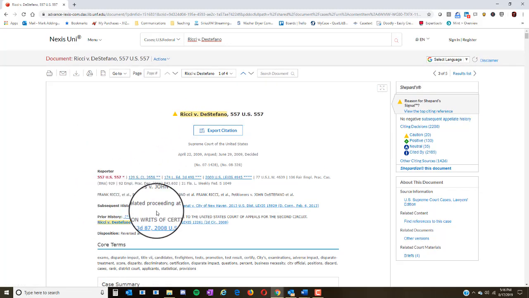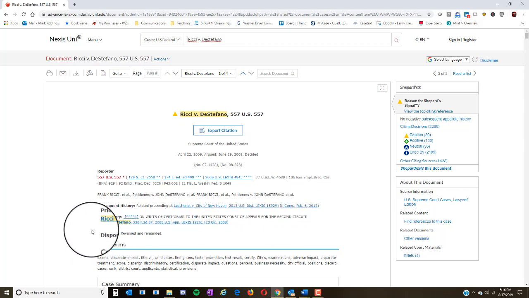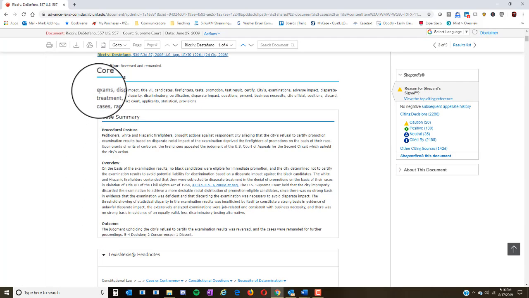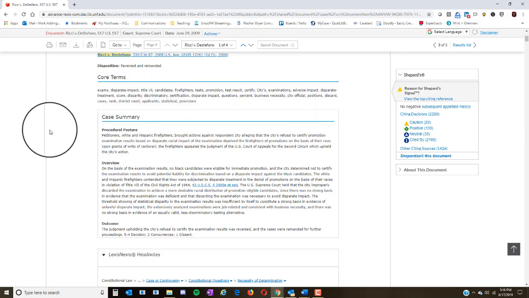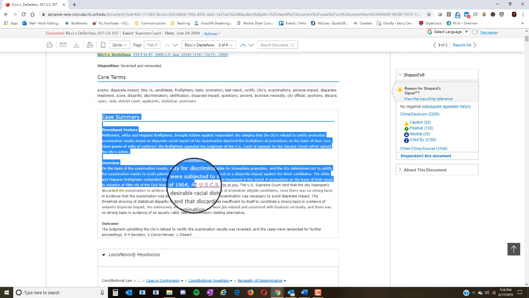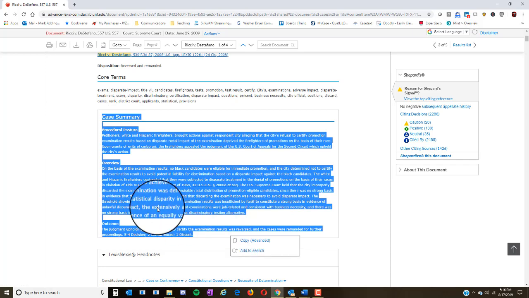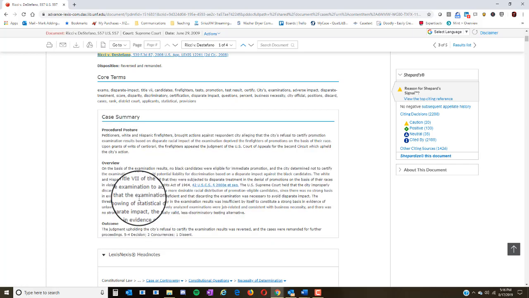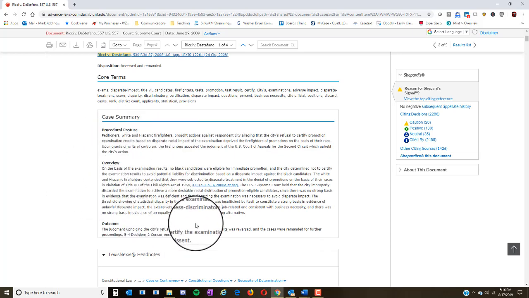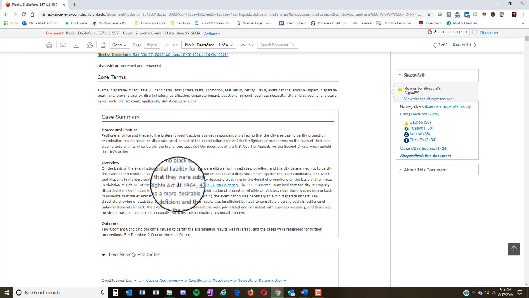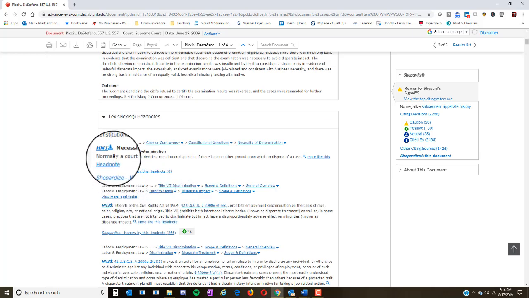You get information about the history, things that might have happened afterwards. And then further down, you get core terms, so you can get a feel for the types of issues that were related in the case. And then you get a case summary. Now, the case summary is put together by a lawyer or an academic, and what they do is give you the overall procedural posture, overview, and the outcome of the case. So this isn't the actual opinion. This is an academic trying to make it easy for you to quickly look at the case and decide if it's going to be valuable for you and what you're trying to research.